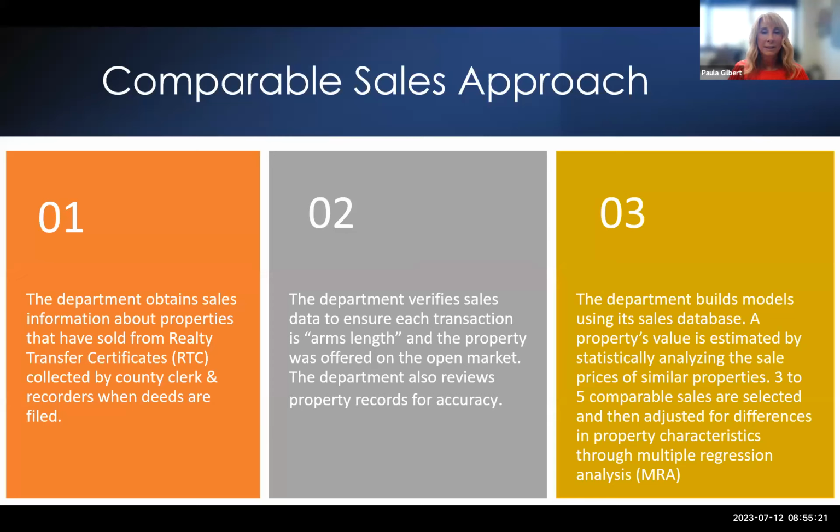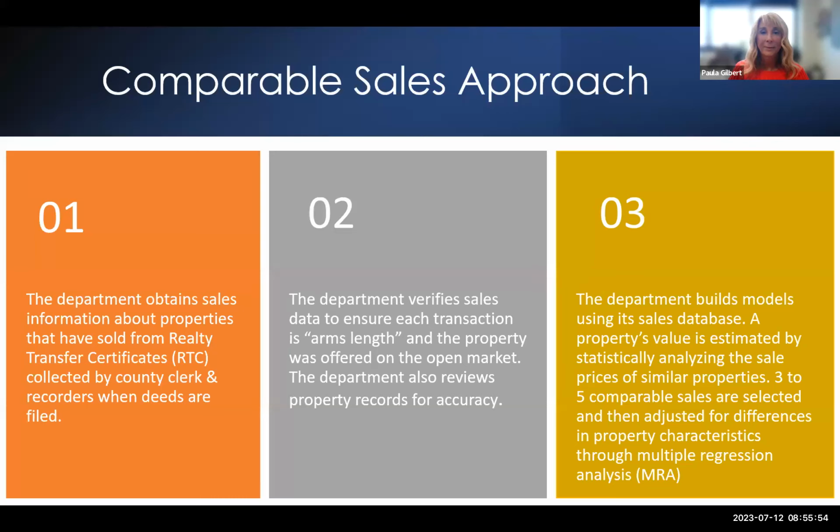We then use this sales information to create models for land valuation as well as the sales comparison approach to value. We first verify that the sale meets our definition of market value. That means, was it offered on the open market? Was there a willing buyer and willing seller, and neither was under any duress to enter into the agreement? Again, we also make every attempt to verify that the property characteristics are correct via that sales verification letter.